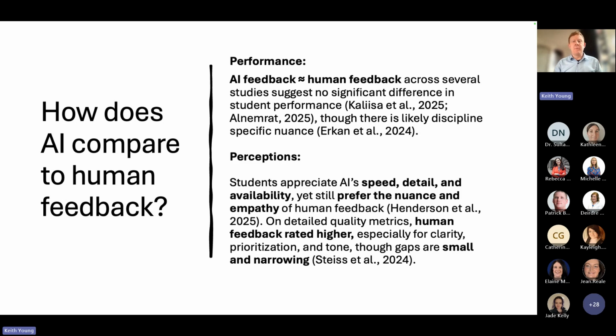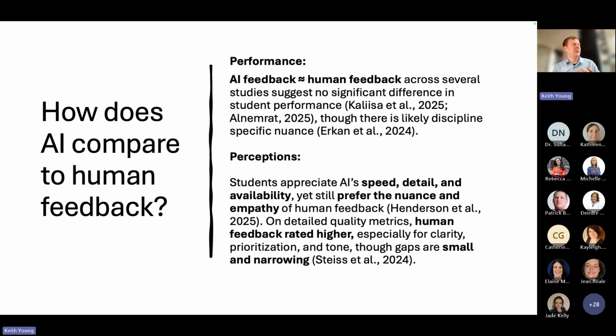If we think about it from the perspective of perceptions, this is where it gets more interesting. Students actually really value AI's speed, detail, and availability, but they really prefer the nuance and empathy of human feedback. And if we break that down in more detail, there are some studies that looked at more detailed quality metrics. Human feedback was always rated higher, especially for clarity, prioritization, and tone, but the gaps were small and they were narrowing.